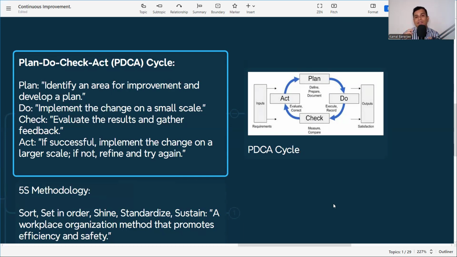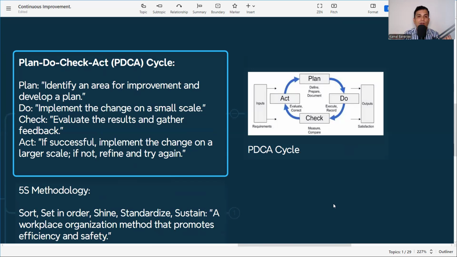Now we need to know what is the building height, what is the number of floors, what is the floor area, what will be the finishes, what will be the concrete element. So those are all the inputs. According to the inputs, we need to plan. So what is the plan? We need to define, we need to prepare, we need to document it.